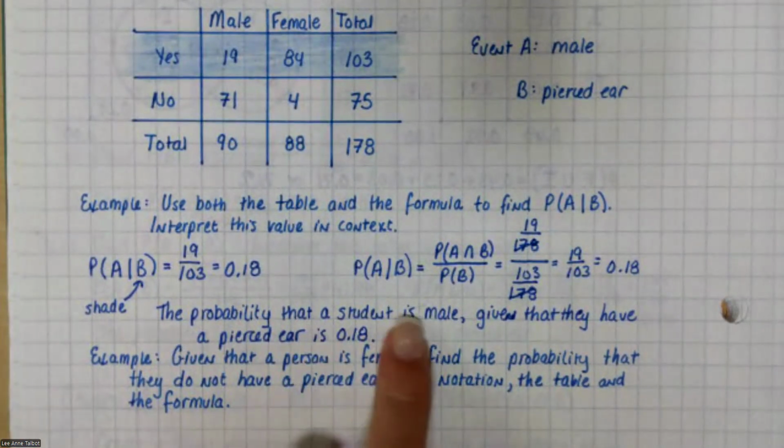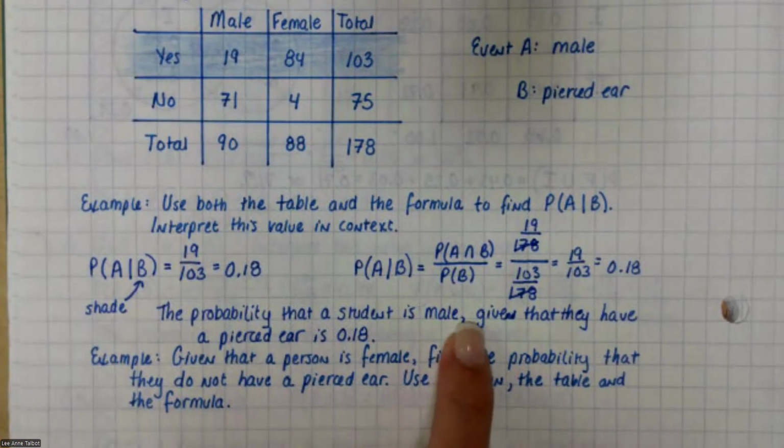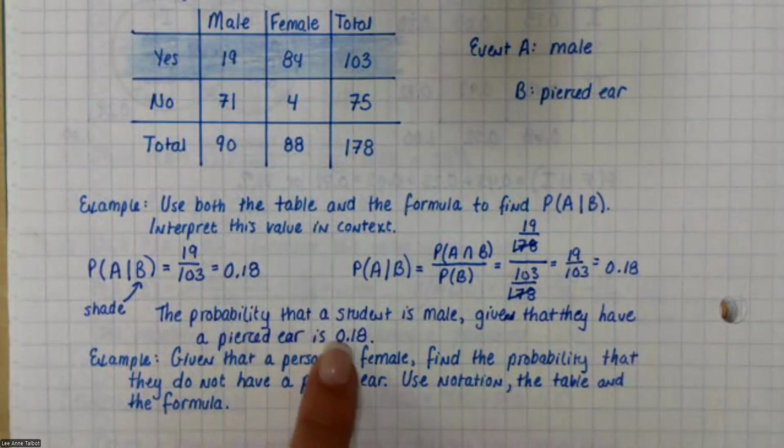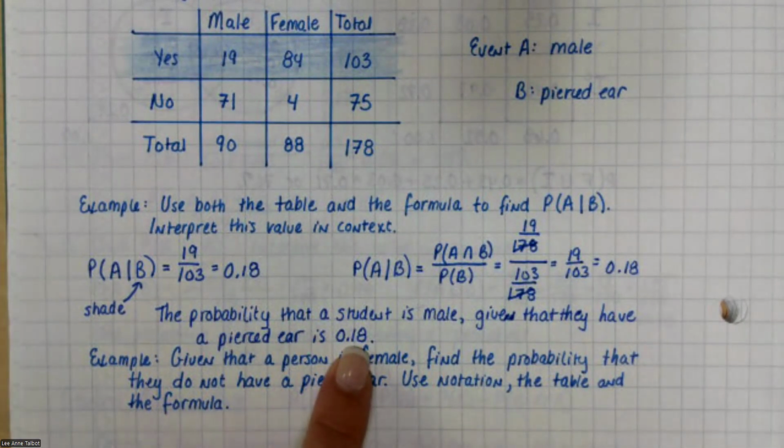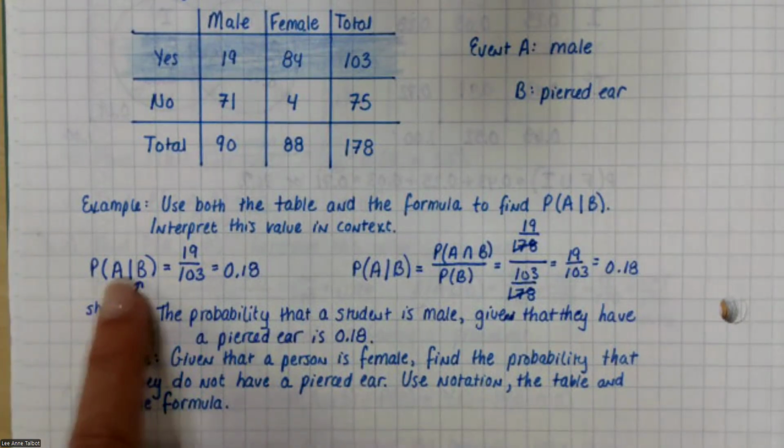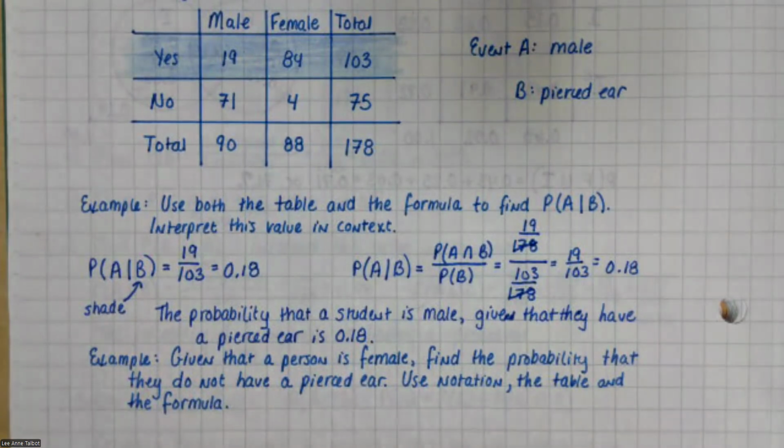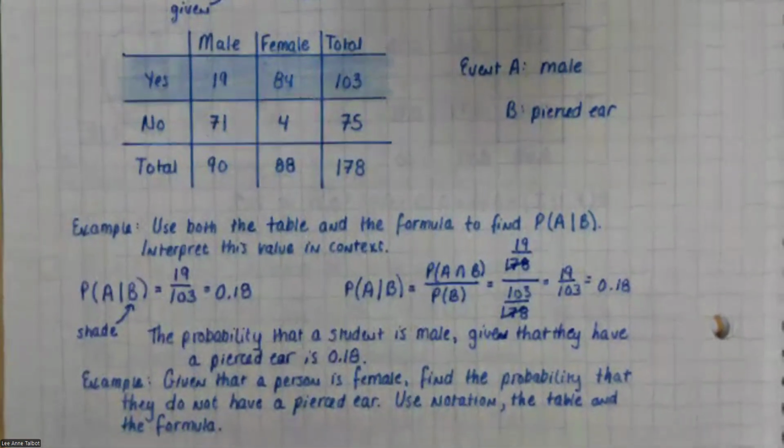The probability that a student is male, given that they have a pierced ear, is 0.18. So all I did was just take the symbols, rewrite them into the words for the context of the problem. Do you have any questions about what we did so far? Anything at all? Does it make sense?